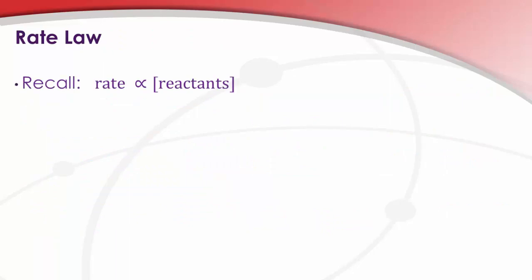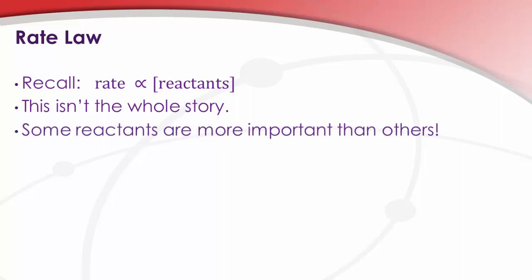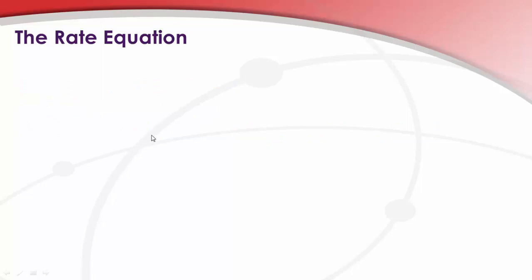Now, we've already talked about the idea that the rate of a reaction is proportional to the concentration of reactants. And this is true, but it isn't the whole story. In fact, it's a great simplification, and we're going to abandon that simple idea and start to dig a bit deeper right now. Why? The answer is because some reactants are much more important to the rate than others.